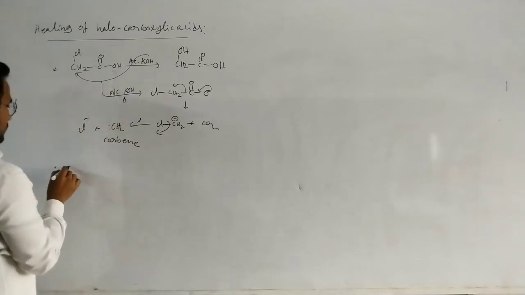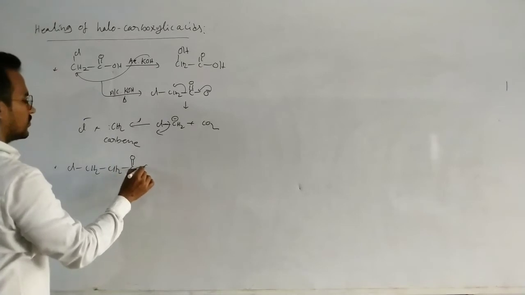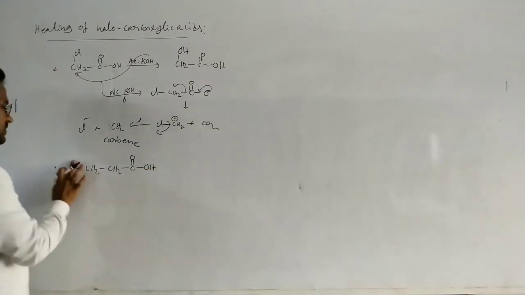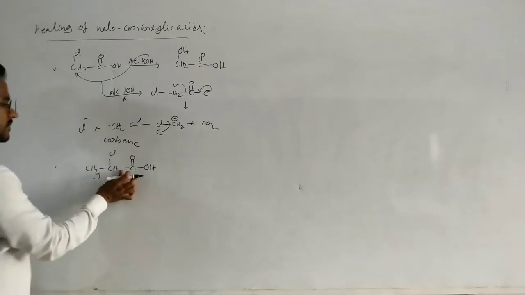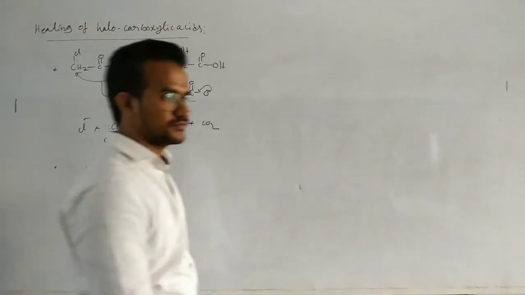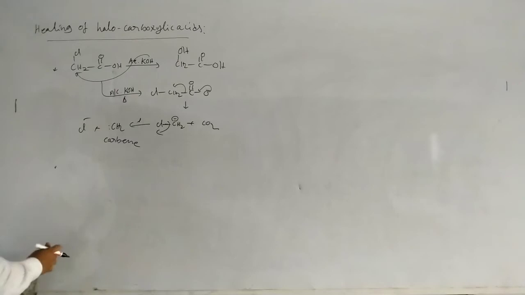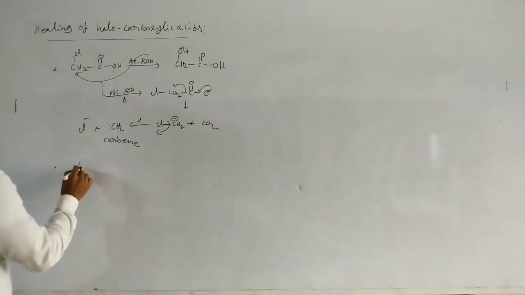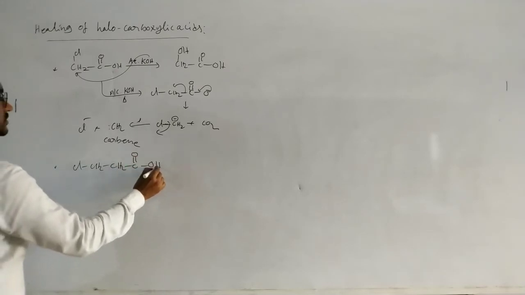Now, Cl, CH2C double bond OH. Okay, just wait. So CH3 and Cl. Okay, sorry, not this one. Alpha halo acid. Next, beta halo acid, C double bond OH.